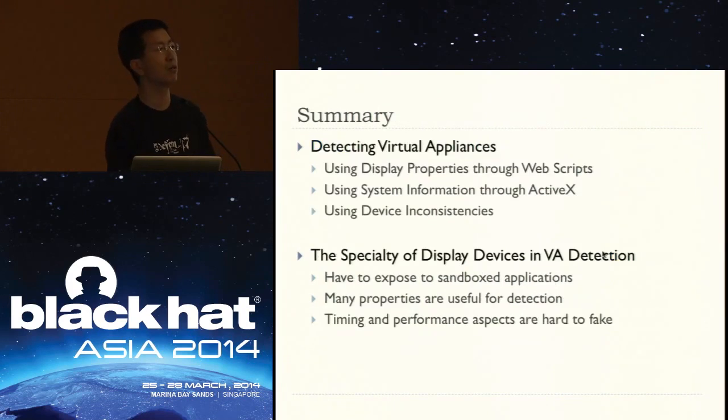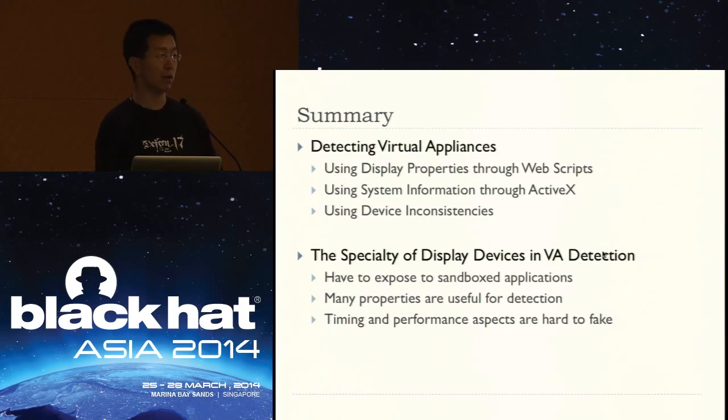Now, to summarize the talk, we made a preliminary effort to detect virtual appliances, and we focused on detection through web script. Using web script, you can get lots of display-related information, and those are some simple heuristics you can use. We also looked at the case where a virtual appliance runs potentially native code like ActiveX, where you potentially have more information you can collect. And if you have lower-level access to the device, it's much easier to tell the difference.